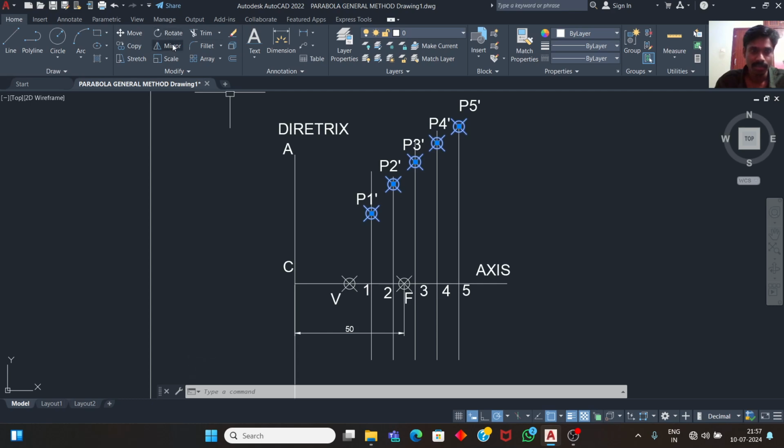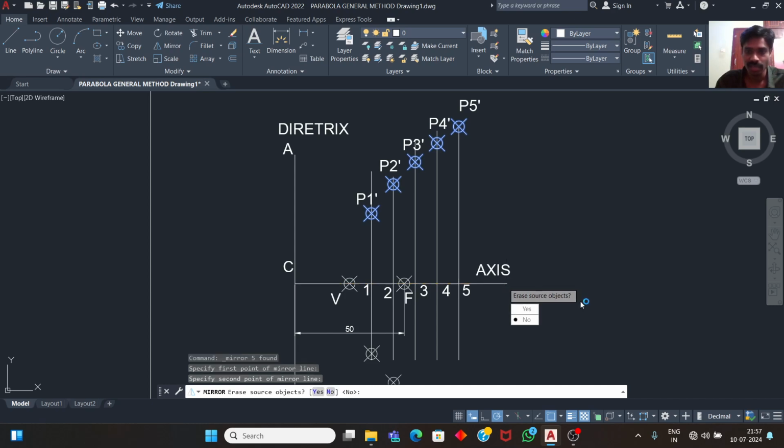Here we have a mirror command. Click on it and specify the first point. Click on point C and click on this axis line, anywhere on the axis line. The command line is asking you to erase the source object. Always say no.